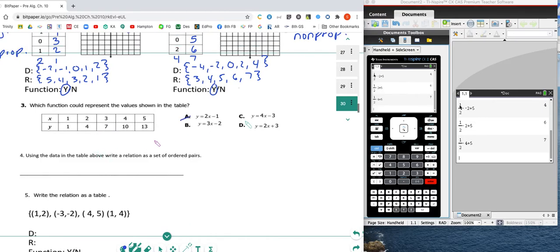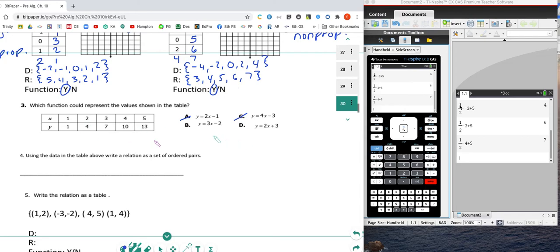All right, so let's try C. 4 times 1 is 4. Minus 3 is 1, so that works. 4 times 2 is 8. 8 minus 3 is 5, so that one does not work.